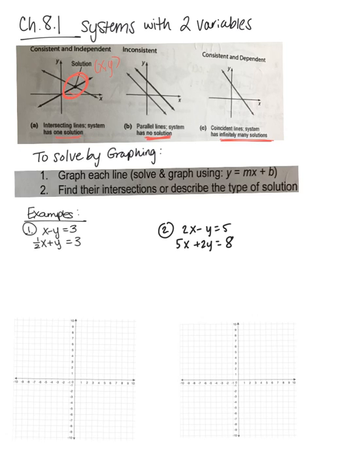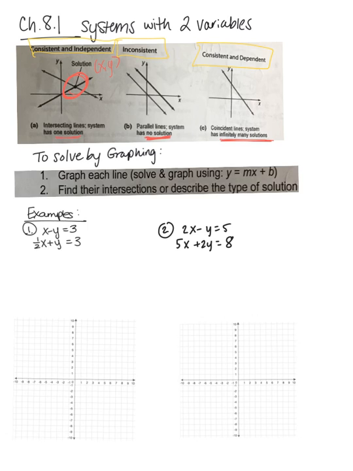Okay, some more vocabulary that we have for that, if we kind of look at the top here. If we have one solution or intersecting lines, we would say that it is a consistent, independent system. If they never cross, or we have no solution, parallel lines, we could say that it is inconsistent. If they cross and they're exactly the same line, so we have infinitely many solutions, we would say it is consistent and dependent. Okay, so that's just kind of some vocabulary for us here.